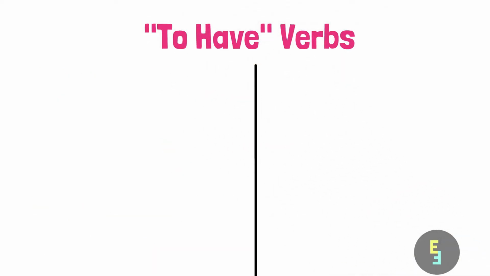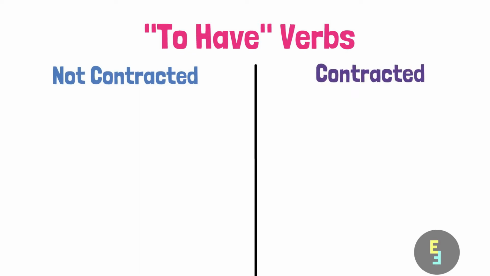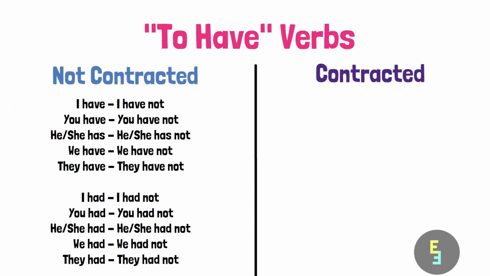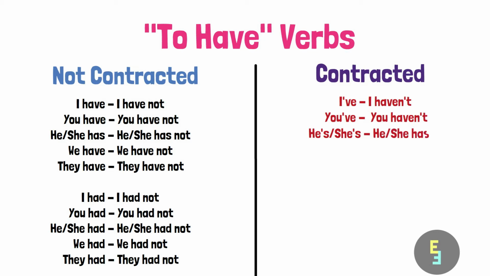To have verbs. Here, we will show you two different ways to form the contractions of the following words. I have or I have not becomes I've and I haven't. You have or you have not becomes you've and you haven't. He or she has and he or she has not becomes he's or she's. Then he hasn't and she hasn't. We have or we have not becomes we've and we haven't. They have or they have not becomes they've and they haven't.